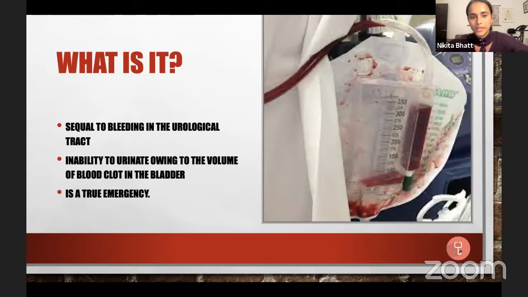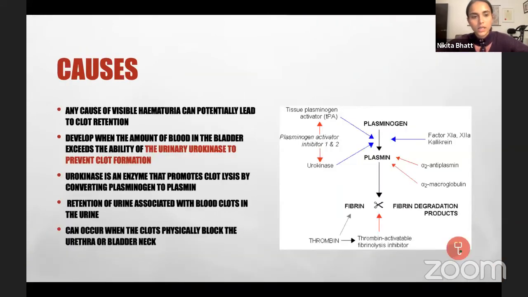So what is clot retention? It's a sequelae to bleeding in the urological tract, and it's an inability to urinate owing to the volume of blood clot in the bladder. And if this happens, it's a true emergency because the patient can't void.